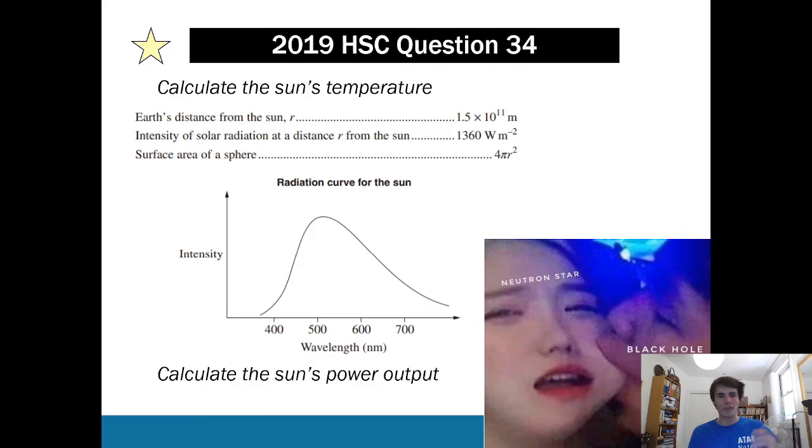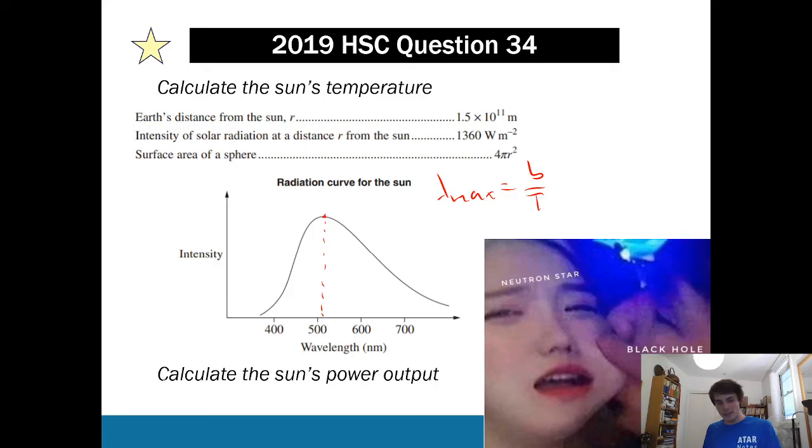Then we get onto the calculate sections, right? So calculate the sun's temperature and calculate the sun's power output. As for temperature, we've been given the Planck curve, so hopefully this is a kind of classic question you recognize. You look at your curve, you find your lambda max, you drop that down. Hopefully, if you've got the paper in front of you, you can use a ruler or something to figure out what the lambda max is. And then we can use Wien's law, right? Lambda max is equal to b on T, to actually calculate what the temperature is.